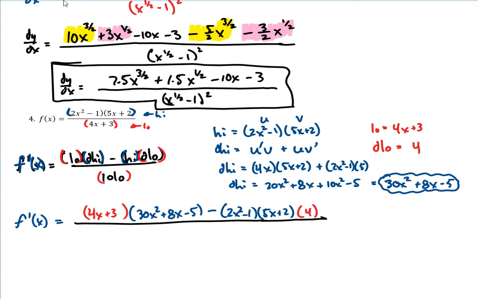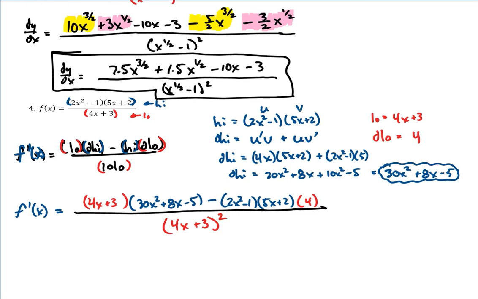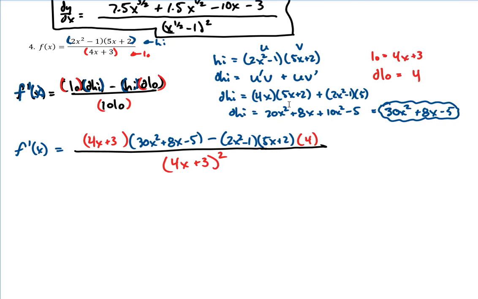Okay, all over the low one, 4x plus 3 times itself, which would be 4x plus 3 squared. Okay, so there it all is. So we found it all. And then now the rest of it is just simplify. Okay, so be careful. Take your time. Let's show how it works.